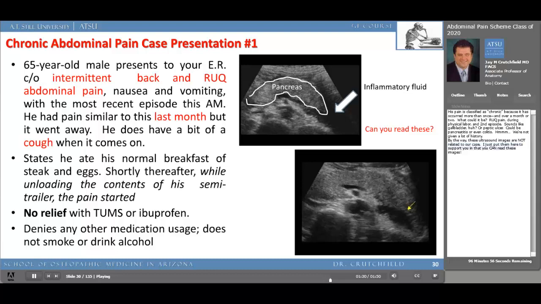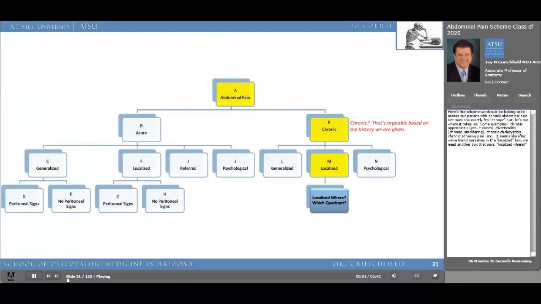So here's the scheme we should be looking at to assess our patient with chronic abdominal pain. I'm not sure that he exactly fits into chronic, but let's see where it takes us. Some examples: chronic appendicitis. Yes, it does exist despite what you may have been told. Diverticulitis, chronic or smoldering diverticulitis. It could be an angry gallbladder, chronic cholecystitis, or maybe even pain from chronic adhesions.